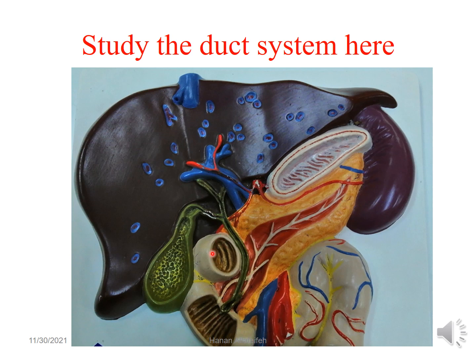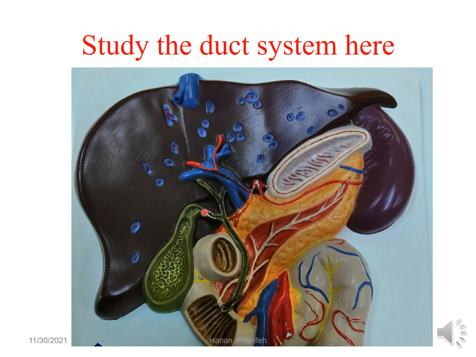Okay, now we want to study the duct system of these glands. Here, this is the gallbladder and its cystic duct. Now, this is the liver. We have here the right hepatic duct, which will drain the secretions of the right lobe. Left hepatic duct will drain the secretions of the left lobe. Now they will meet here at the common hepatic duct.